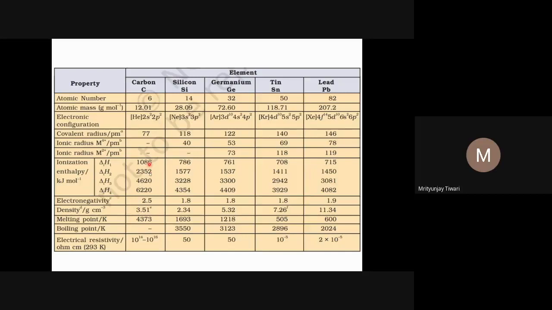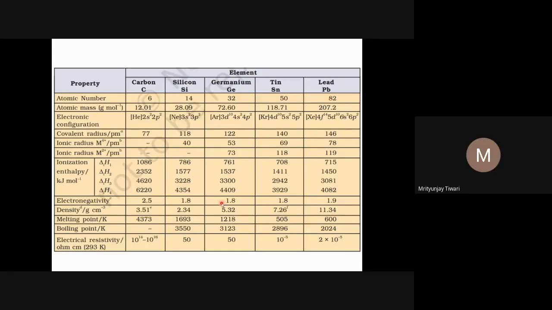However, if you add all the ionization enthalpies, one can see this value is significantly higher. This is also significantly higher, and based on that, one can understand that exciting or removing these electrons from carbon and silicon is very difficult, extremely difficult. For carbon, it is almost impossible.